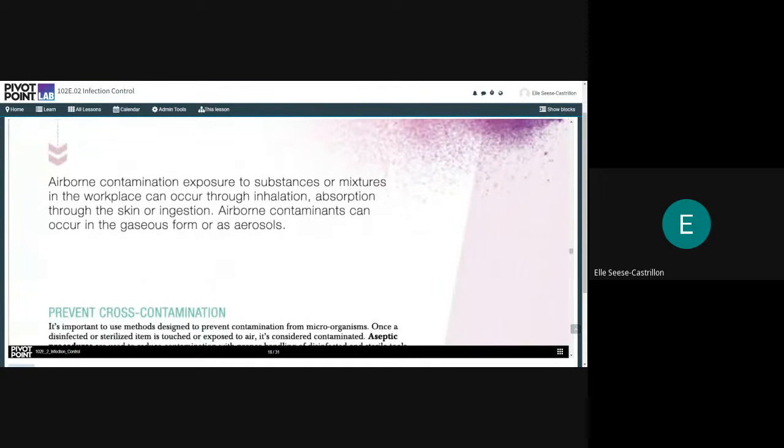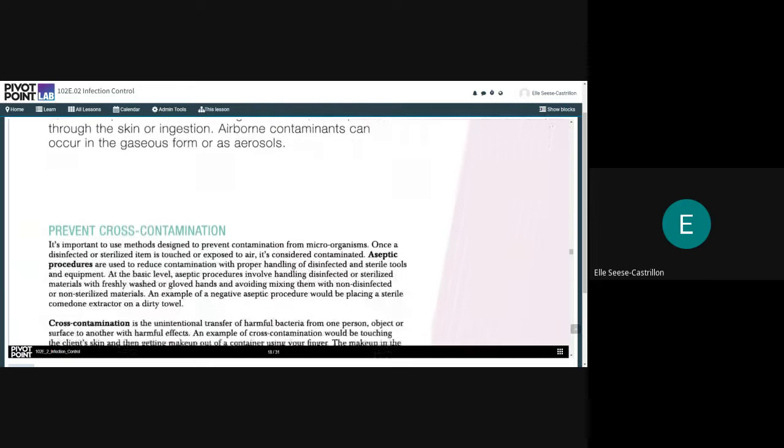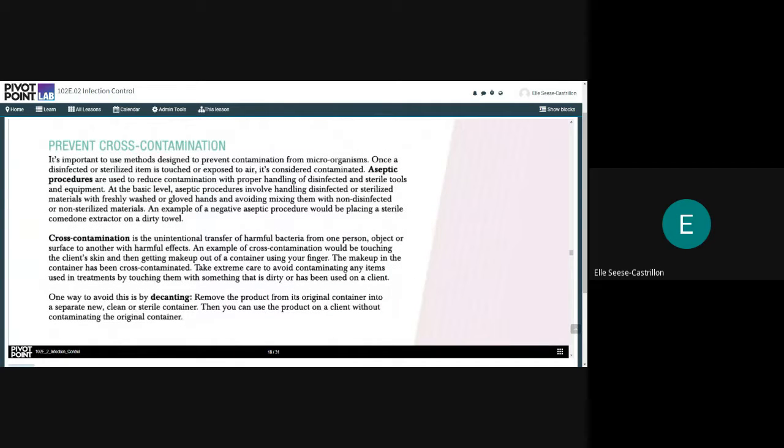Airborne contamination exposure to substances or mixtures in the workplace can occur through inhalation, absorption through the skin, or even ingestion. Airborne contaminants can occur in the gaseous form or in aerosols. To prevent cross-contamination, it's important to use methods designed to prevent contamination from microorganisms. Once a disinfected or sterilized item is touched or exposed to air, it is considered contaminated. So we will follow aseptic procedures to reduce contamination.